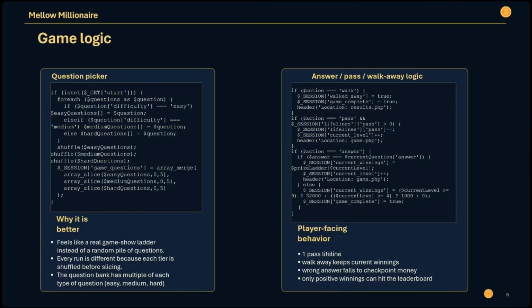going to happen next. We also have our answer slash pass slash walk away logic. So whenever we show the demo, you'll see every player has one pass lifetime. If they don't know the answer, they can pass that question along and go on to the next question. It also has the walk away and keep current winnings. So if you feel like you've had enough and you've won enough, you can walk away with your earnings and get put on the leaderboard and see how you place up. And we also have it built in where if you get a wrong answer, the game instantly fails and you lose all your earnings.